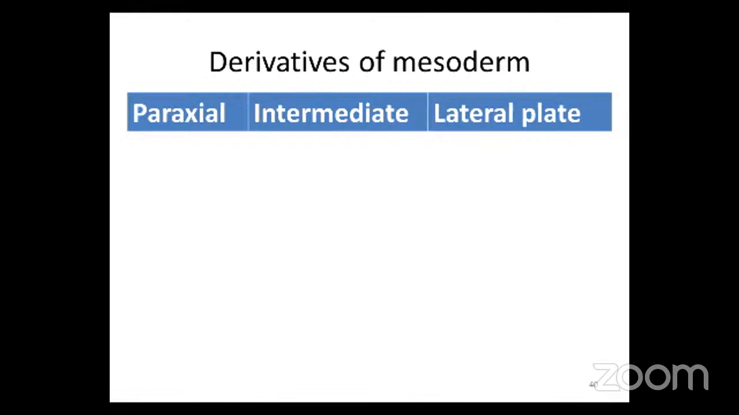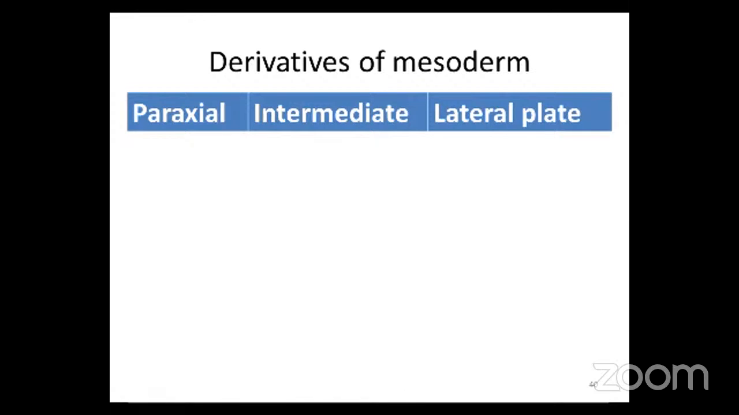Now coming to the intermediate mesoderm. Intermediate mesoderm gives origin to the kidney, ureter, then the trigone of the bladder. We have already mentioned that the urinary bladder is lined by endoderm, except the trigone. This trigone is coming from the intermediate mesoderm. Okay. Along with this, you get gonads: testes, ovaries, and their ducts.